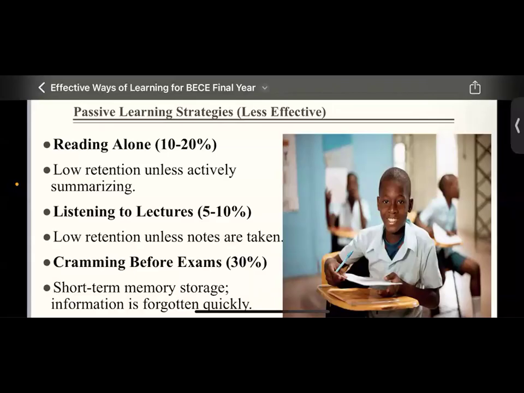So it means that if you are reading alone and you think, oh, I've read about 5 topics, so I'm okay, your retention rate is only 10 to 20%. And within 1 hour or 2 hours or 3 hours, about 80% or 90% of it is gone. So try as much as possible to infuse it with some of the active learning strategies. Low retention unless you are actively summarizing it. So reading alone does not guarantee that you're going to pass.